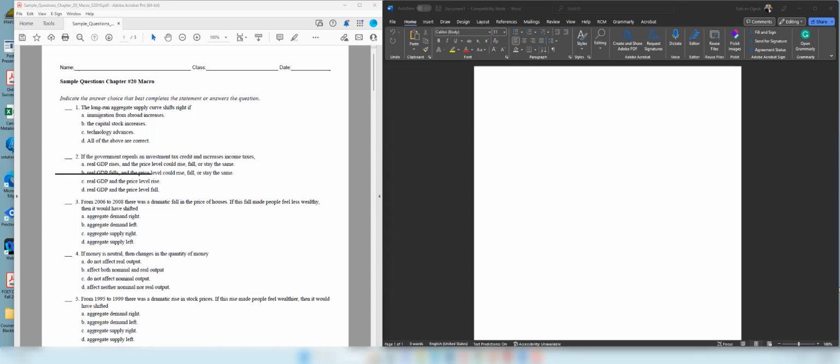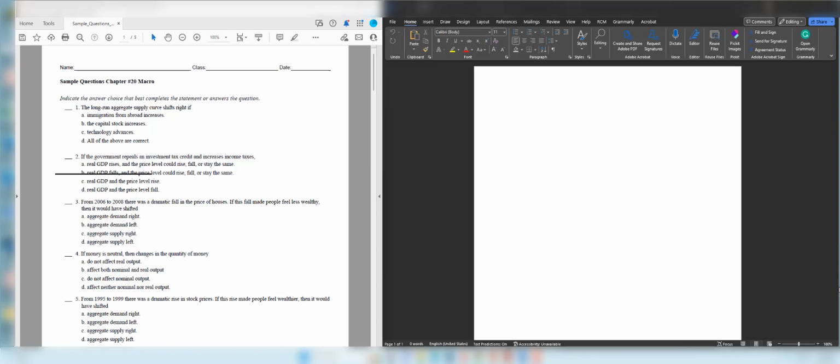Hello everyone, today I'm going to solve some sample questions from your chapter 20 aggregate demand, aggregate supply model. Let's start with the first question. The long run aggregate supply curve shifts right if which one of these changes.